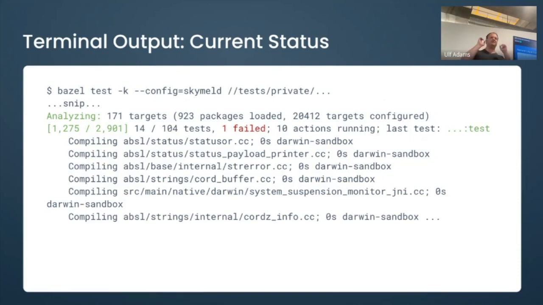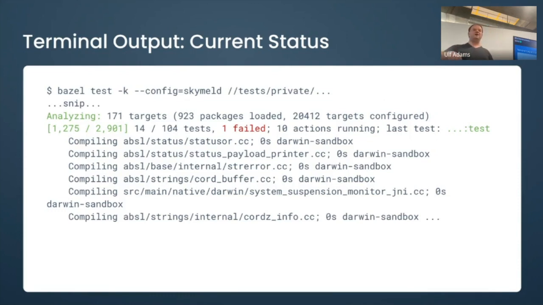The reason is complicated Bazel internals that I hope will be fixed at some point. We have a summary of the tests. Here it says we have found 104 tests so far. Again, that number may go up over time. It tells us how many tests it has run. It also tells us that tests have failed in this case.